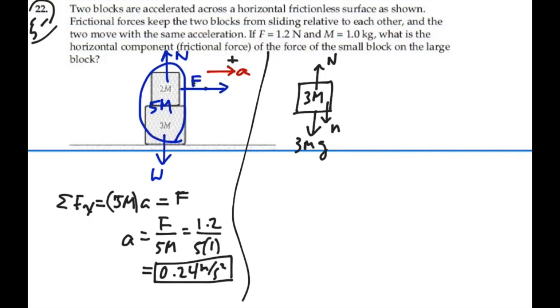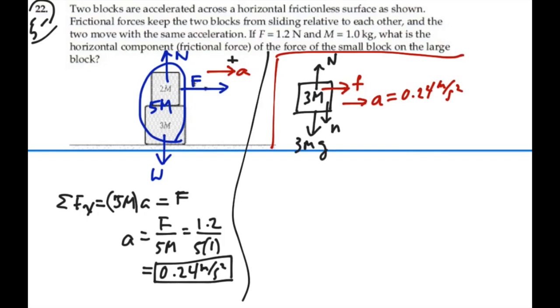The F force is acting on the small block, so it's not acting on this block, but there is a frictional force of the small block on this large block, and it's equal and opposite to the frictional force of the large block on the small block. In other words, this frictional force is actually the force that is making it go to the right, and it's causing its acceleration, which is 0.24 meters per second squared. So there is really only one force in the x direction for this 3m mass, and that is the frictional force between it and the block above it.